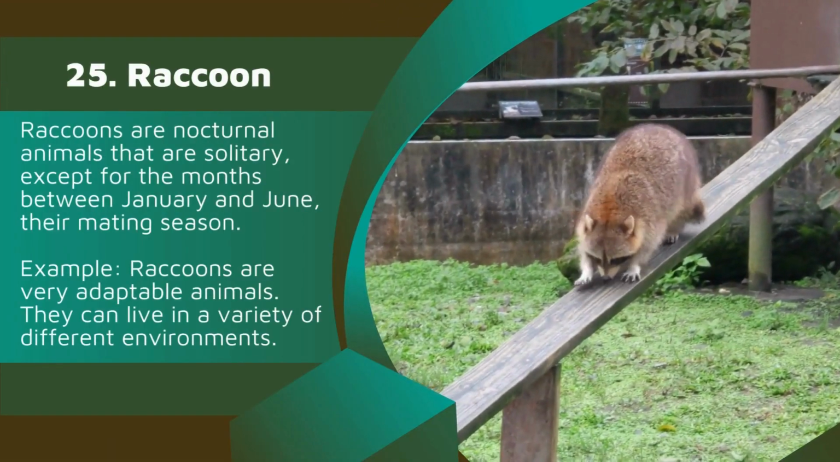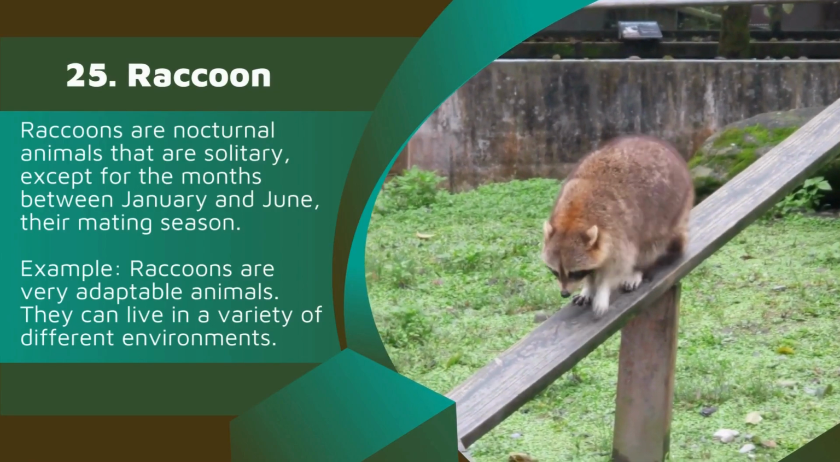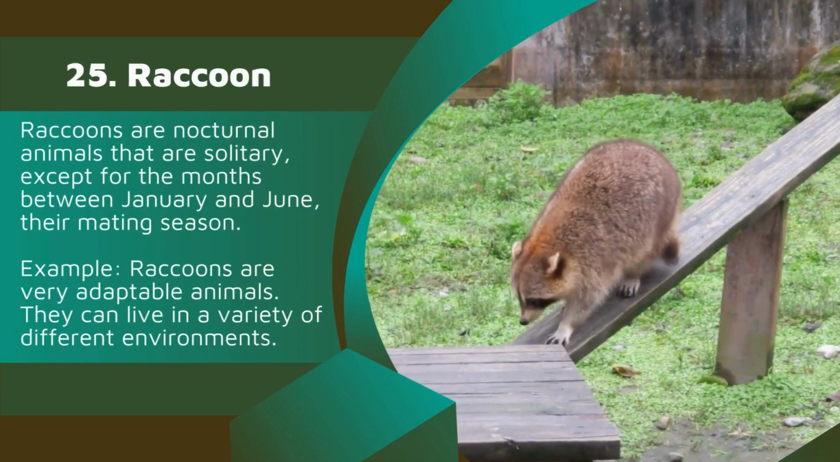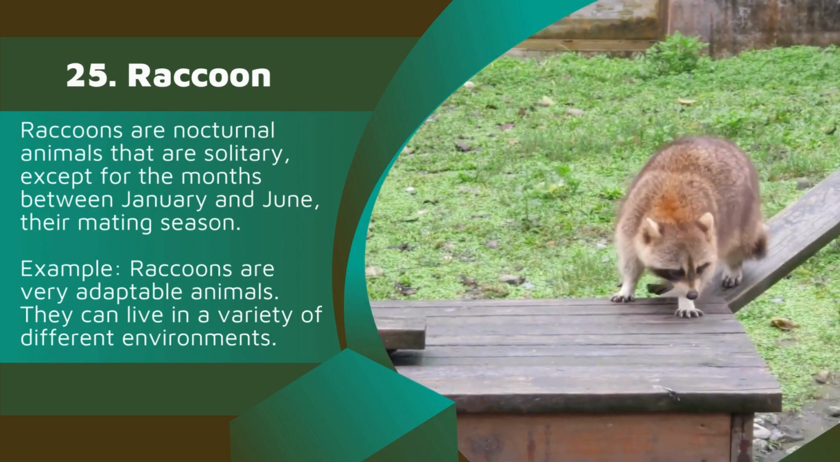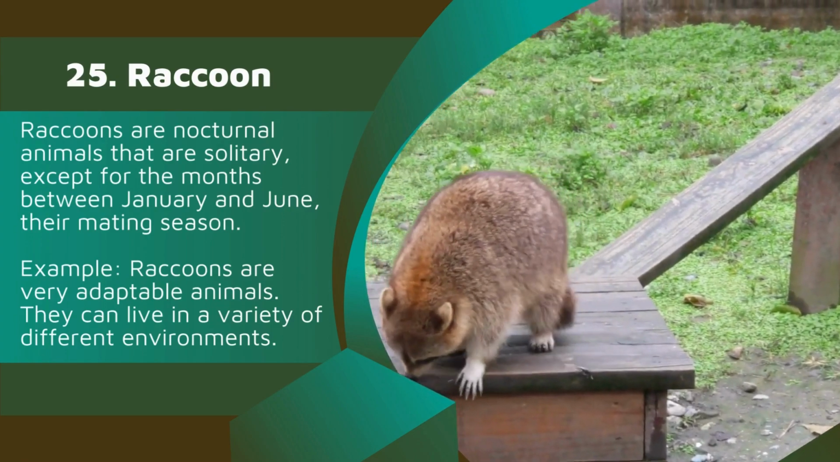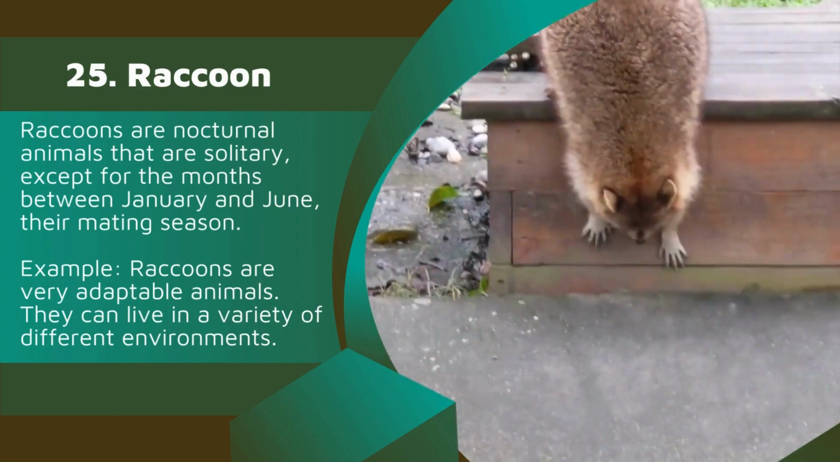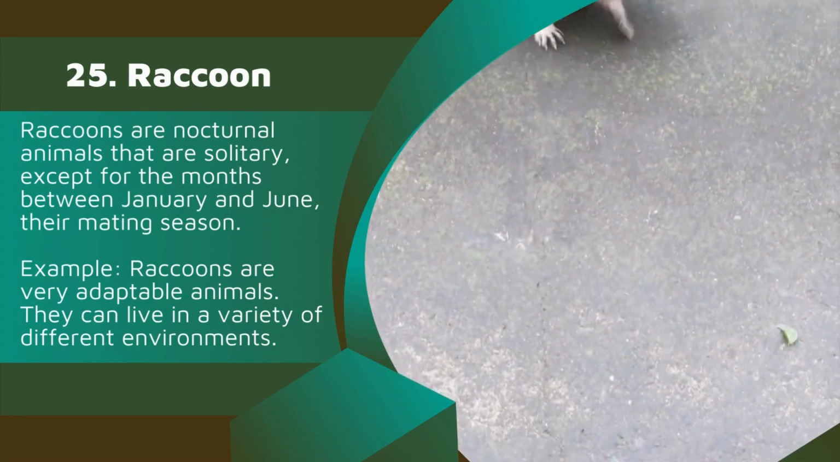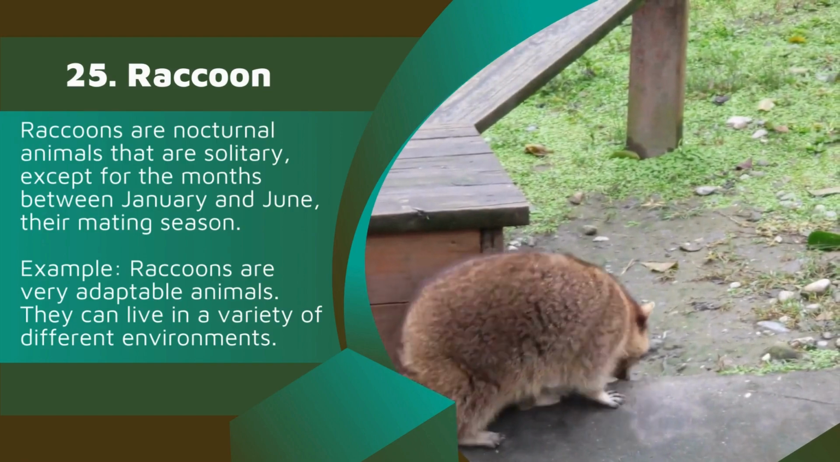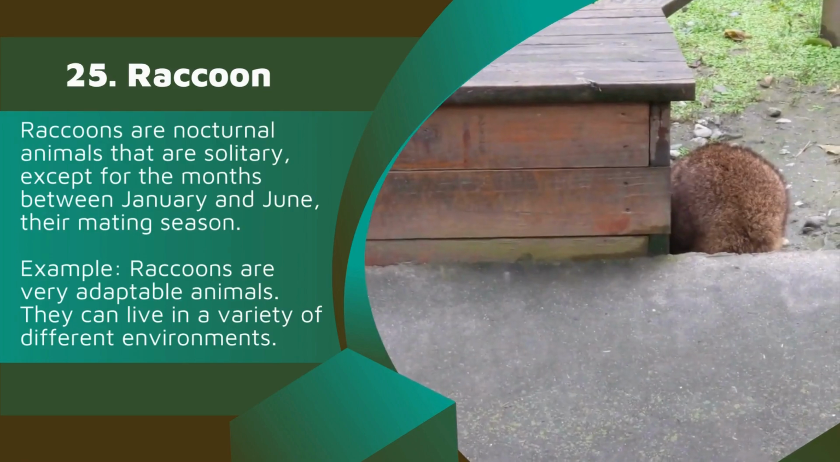25. Raccoon. Raccoons are nocturnal animals that are solitary, except for the months between January and June, their mating season. Example, raccoons are very adaptable animals. They can live in a variety of different environments.